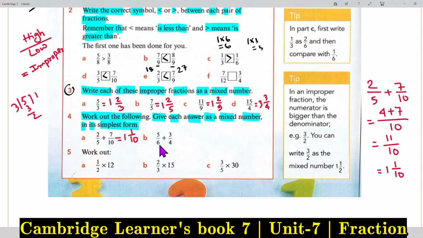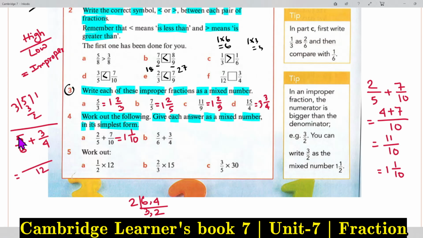What about 5 by 6 plus 3 by 4? So this one we can write in here, 5 by 6 plus 3 by 4. So 6 and 4, LCM will be what? 6 and 4, we can divide by 2. So here is 3 and here is 2. 2 times 2 is 4, 4 times 3 is 12. So our LCM is 12.